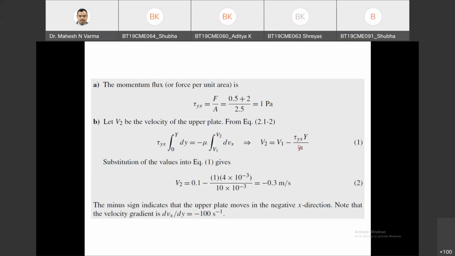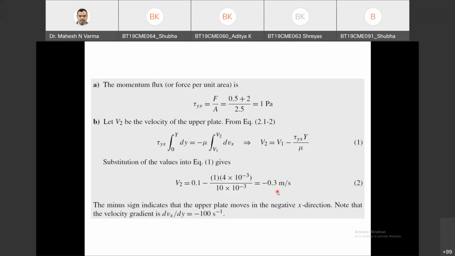This tau yx divided by mu is nothing but your velocity gradient. This is v2 minus v1 divided by y2 minus y1, and y1 is equal to 0, hence it is not used. So rearranging this Newton's law of viscosity, this velocity will be minus 0.3.